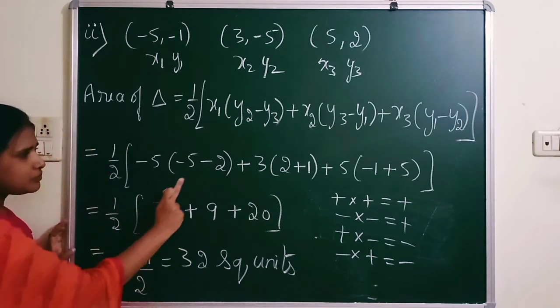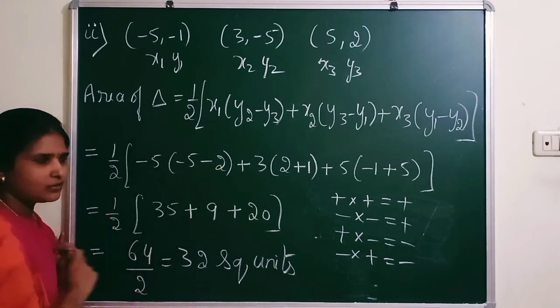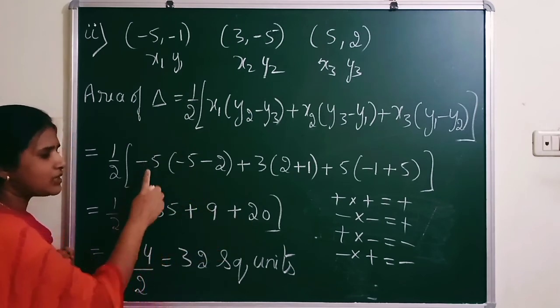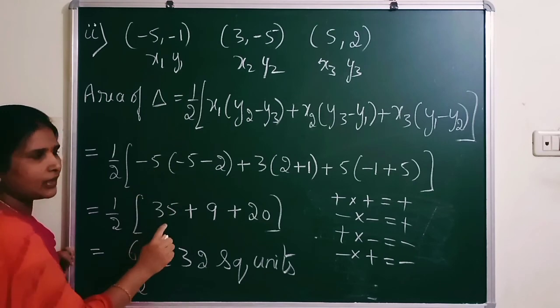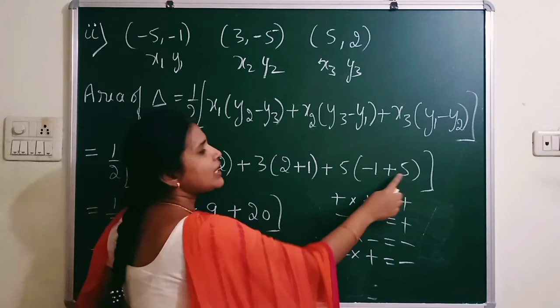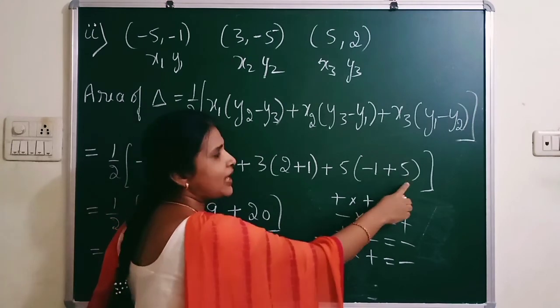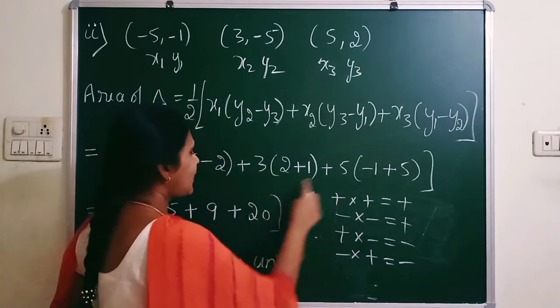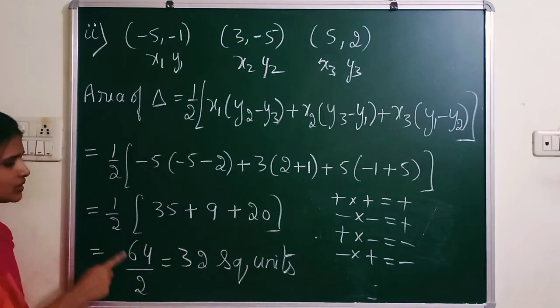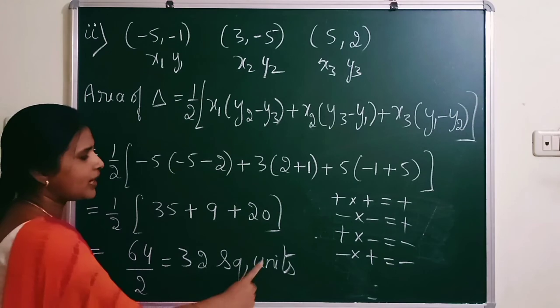So now minus 5 minus 2 is what? So as I said, minus 5 minus 2 is what? Minus 7. Minus into minus, plus 7 5s are 35. Next 2 plus 1, 3. 3 3s are 9. 5 minus 1. Signs are different. So 5 minus 1 is what? 4. 4 5s are 20. So add all this. So you get 64. 64 by 2 is 32 square units.